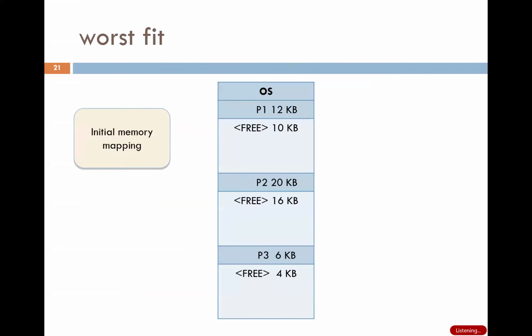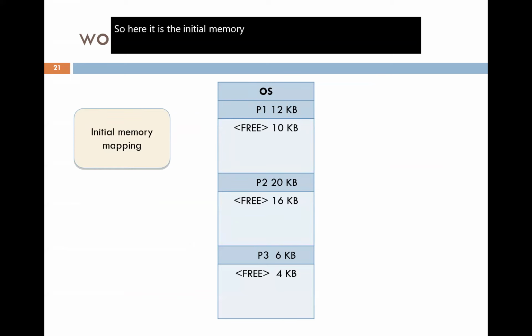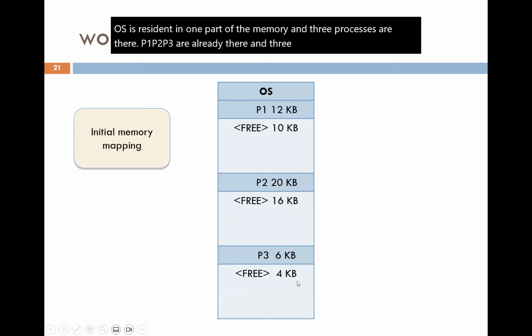So here is the initial memory mapping. You can see that the OS is resident in one part of the memory and three processes, P1, P2, P3, are already there, and three free holes are there. Now we'll see how it works using the worst fit.